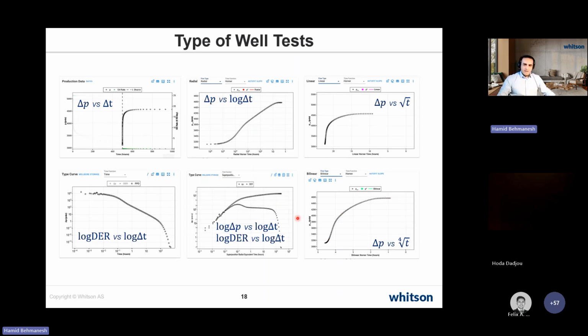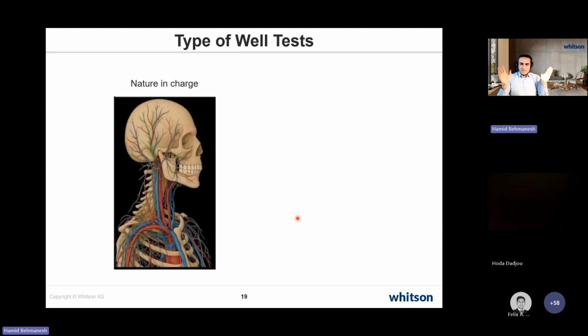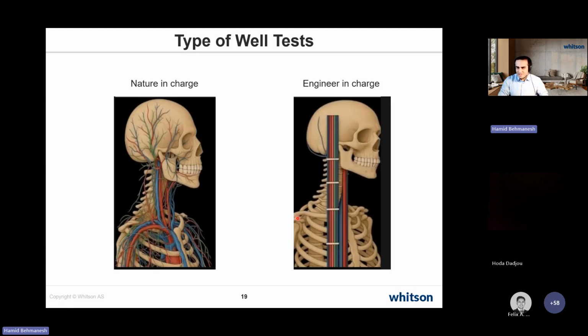So the ultimate goal of PTA is to plot the data in different scales and see if I can get any straight line out of the data, because I can work with a straight line much more easily than I can work with curved line data. So if nature is in charge, the vessels and veins in the anatomy of the head would be something like that. If reservoir engineering is in charge, or any, I don't know about other engineers, this is what they're going to see. So if they are asked to consult in the creation of another generation of humans, they're going to come up with all the veins in a straight line, right?